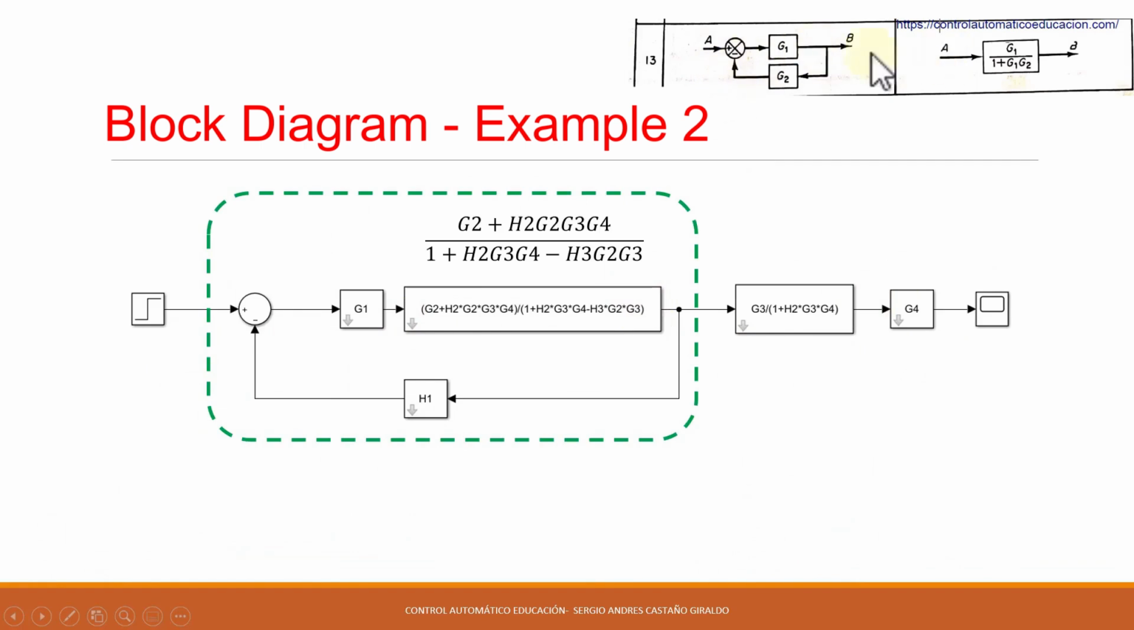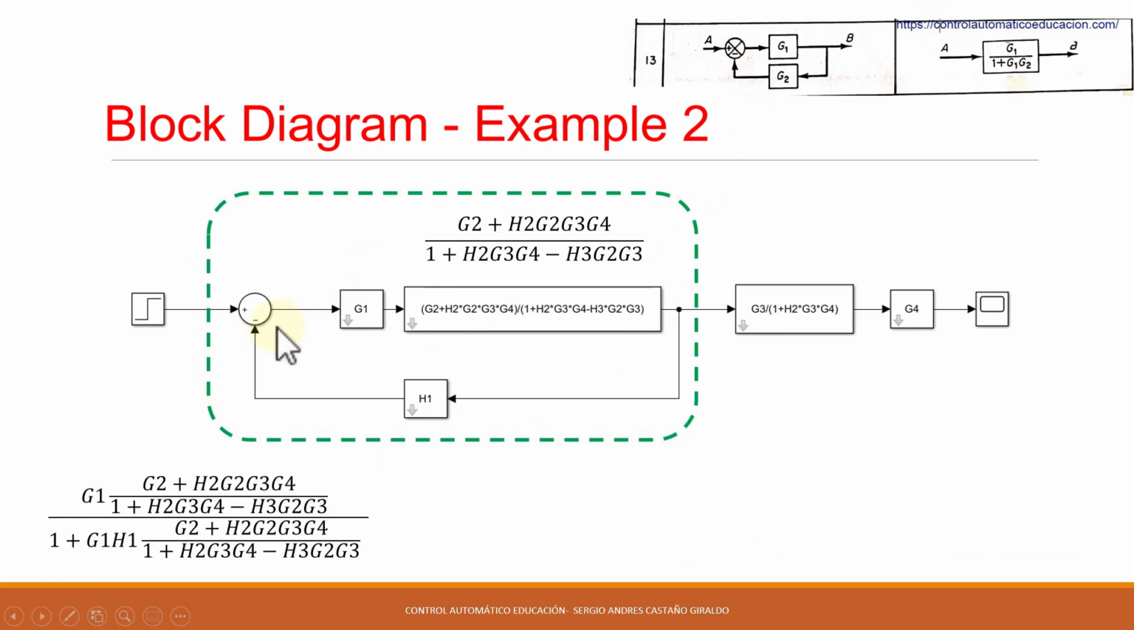Once again, we apply the same equation number 13. We multiply the entire forward path, which in this case is G1 times this entire operation, divided by the feedback. Again, we see that it's negative feedback, so it would be 1 plus G1 times all of this times H1, which is the block in a feedback path, as we can see here.